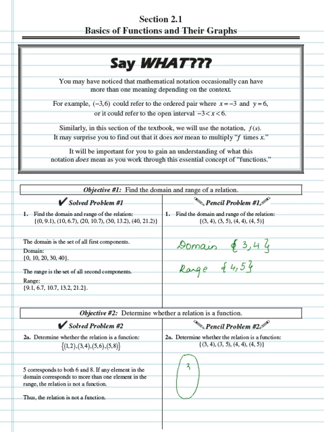I have 3 and 4 in my x's, and I have 4 and 5 in the y's. So I see that 3, 4 is a coordinate point and 3, 5 is a coordinate point. 4, 4 is a coordinate point. 4, 5 is a coordinate point. I see that 1 x is going to more than 1 y here. So this is not a function.